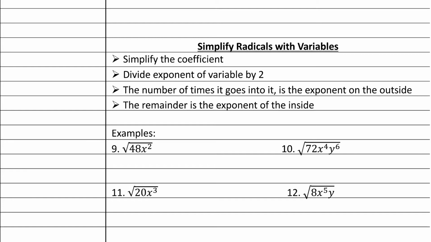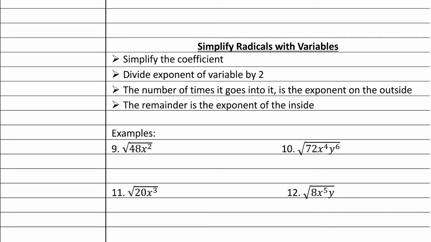Then we are going to divide the exponent of the radical by 2. That's going to tell you how many of that variable can get pulled out of the radical. So if there was x to the 8th power, we divide that by 2, and we get 4. That means that 4 x's can come out of the radical, so we get x to the 4. The number of times it goes into is the exponent on the outside. The remainder is the exponent on the inside.